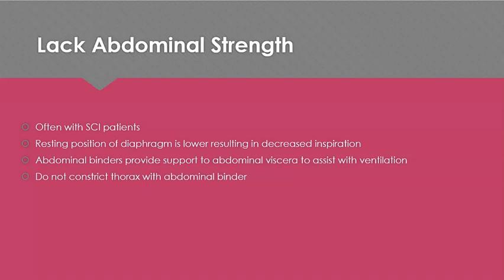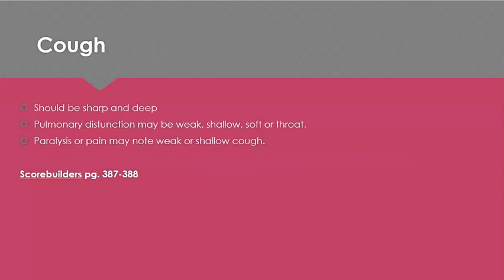Another thing too, for those that lack abdominal strength, especially spinal cord injury patients or traumatic brain injury patients, the resting position of the diaphragm is lower, resulting in decreased inspiration. Abdominal binders can help provide support to the abdominal viscera to assist with ventilation. Do not constrict the thorax with abdominal binders though. If you're not sure what that looks like, you can look that up on Google for pictures.